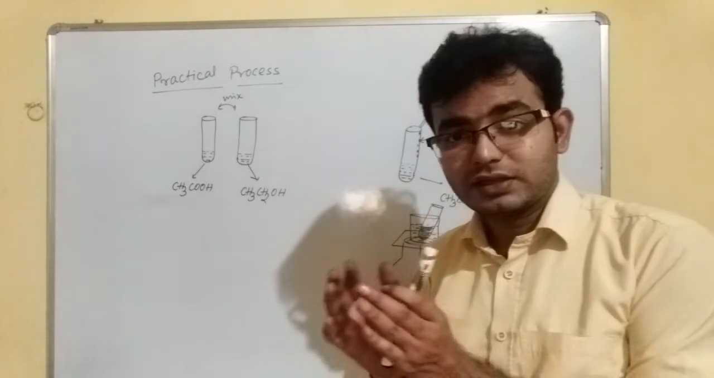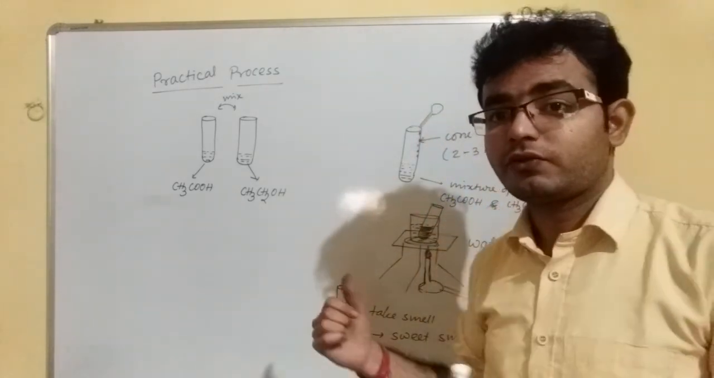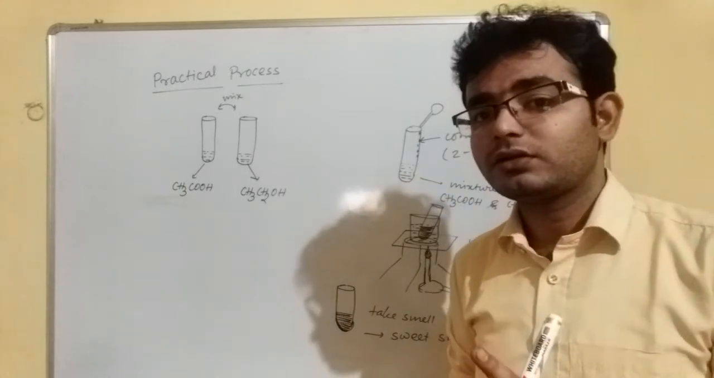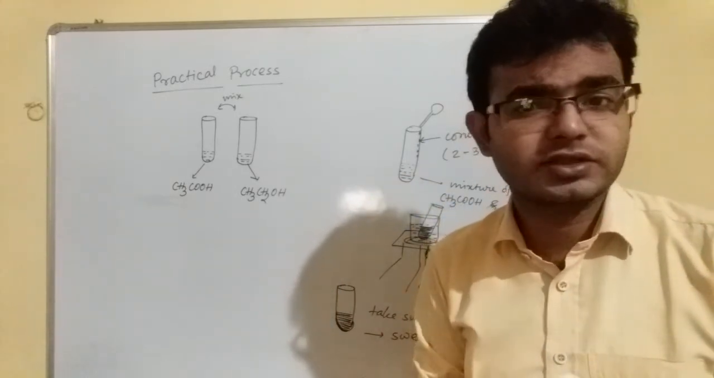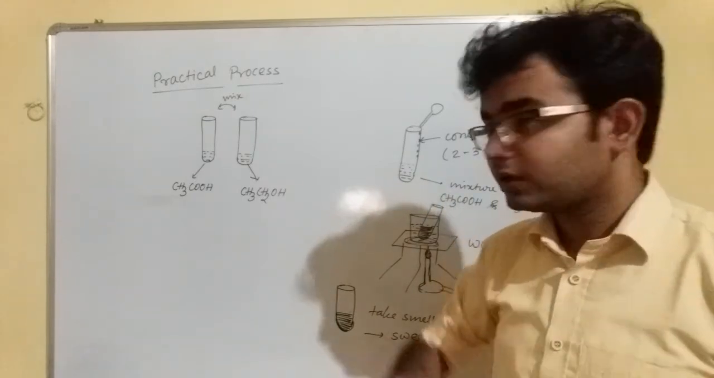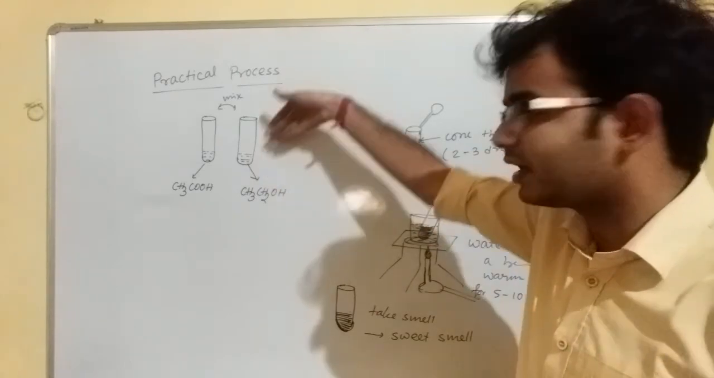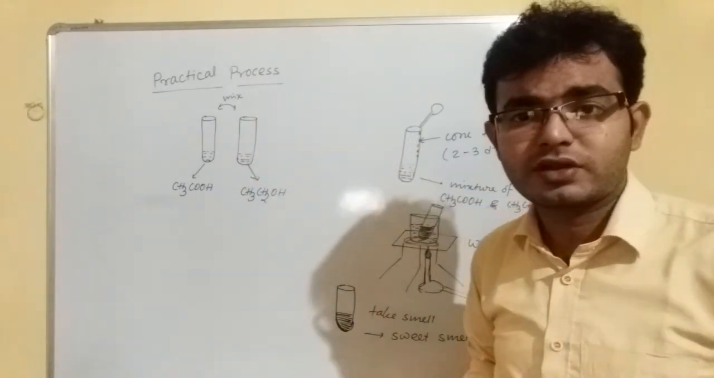Means if we add ethanol and concentrated H2SO4 in ethanoic acid, and if we warm it, then formation of ester will take place. As a result, we get the sweet smell. But in the test tube which contain alcohol, we added alcohol, so no reaction will be there.